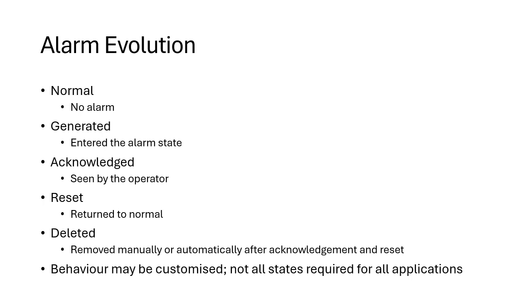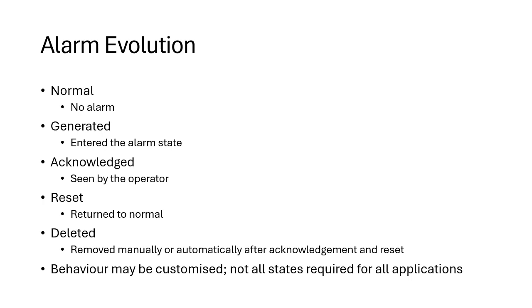So we do have a system for alarm evolution. In general, the alarm starts off in the normal state, which means there's no alarm. This should be the usual state for the system. Everything is running normally and there's no alarm. As soon as an alarm is generated, it enters the alarm state, and that's the generation state of the alarm. The next step would be that the operator would see the alarm, and then they would acknowledge that alarm to say that they've seen it and that they're going to perform some action to rectify the alarm situation.